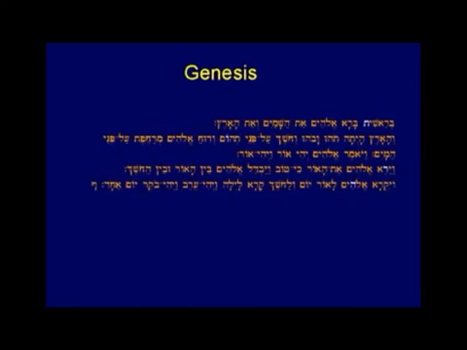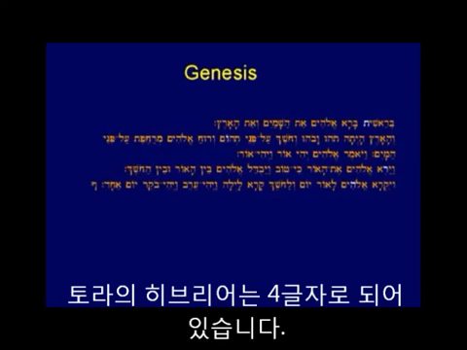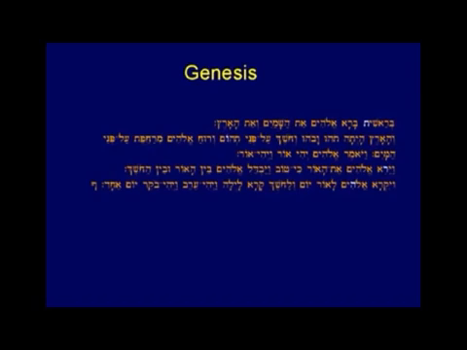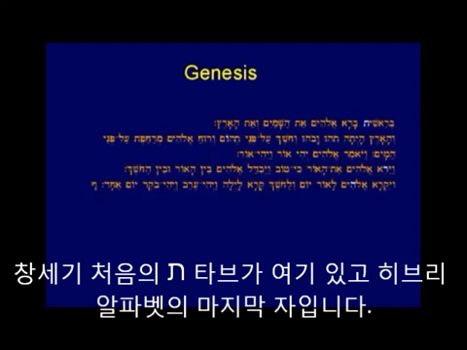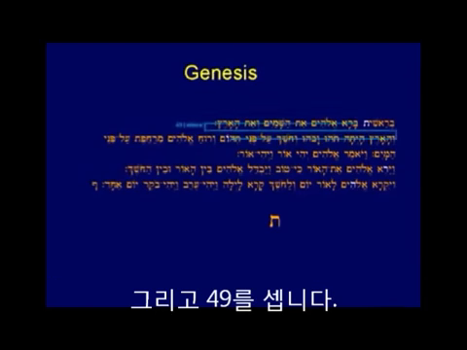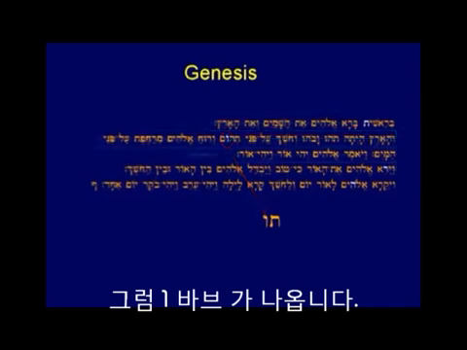Now, I want to remind you that Hebrew goes from right to left. Also, the word Torah in Hebrew is spelled with 4 letters: a tav, which is roughly equivalent to our T, an O, a resh, a he, 4 letters. If you go to the first tav in the book of Genesis, and that's the last letter of the Hebrew alphabet, it happens, and you count 49 letters, you come to a vav.